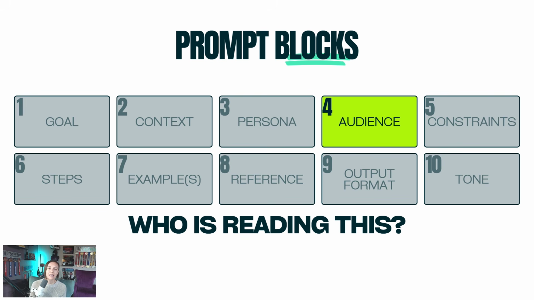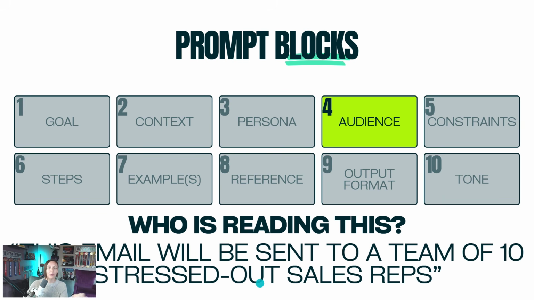The next piece is audience. Sometimes the output is just for you, like when you're reading a professional development book and you're trying to figure out how to apply it in your role. In that event, just tell it who you are and what you do. Sometimes, though, the output is meant for somebody else. For example, this email will be sent to a team of 10 stressed out sales reps.